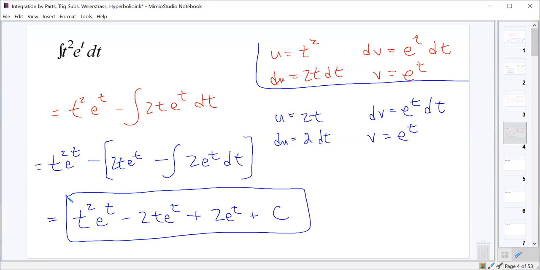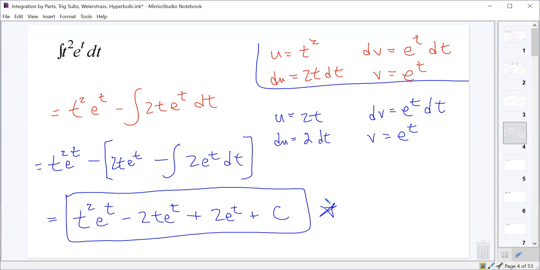Yeah, that's pretty cool. So sometimes we may have to apply integration by parts more than once, up to 2, 3, 4, 5, 25 times. Who knows how many times? Conceptually, everybody good?